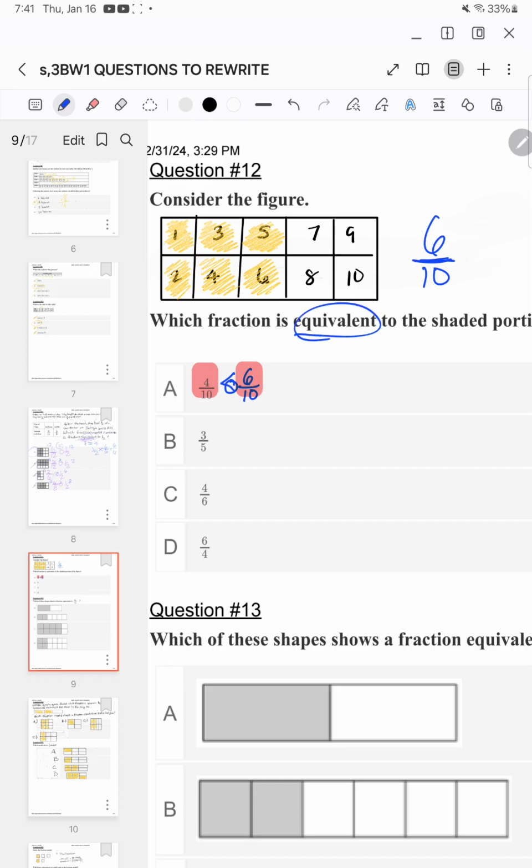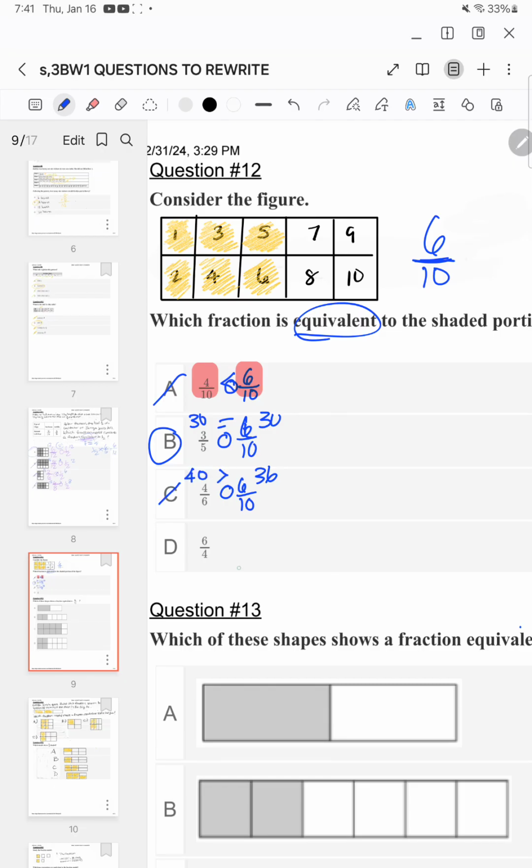Now, we need a fraction equivalent. So we don't need that. Again, I can compare this to 6 tenths, and 5 times 6 is 30. Oh, and 3 times 10 is also 30. These fractions are actually equal. Well, let's see why the others are wrong. Compare them. 6 times 6, 36. 4 times 10 is 40.